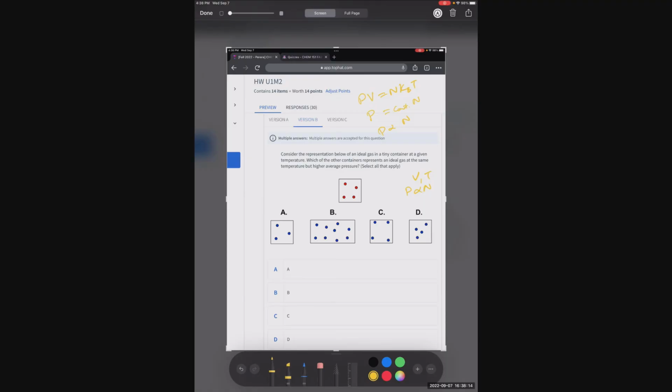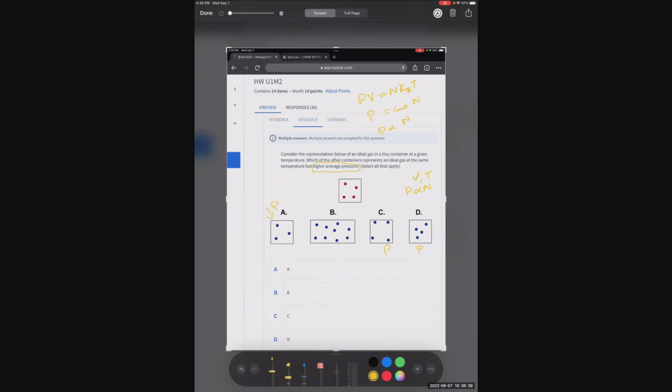So that's the situation here. That means if you want a higher average pressure than the original container, the only way is by having a higher number of particles. In option A, we have a lesser number of particles. Therefore, this will have a lower pressure than the original container. In option C, we'll have the same pressure as the original container. But option B is different now, right?